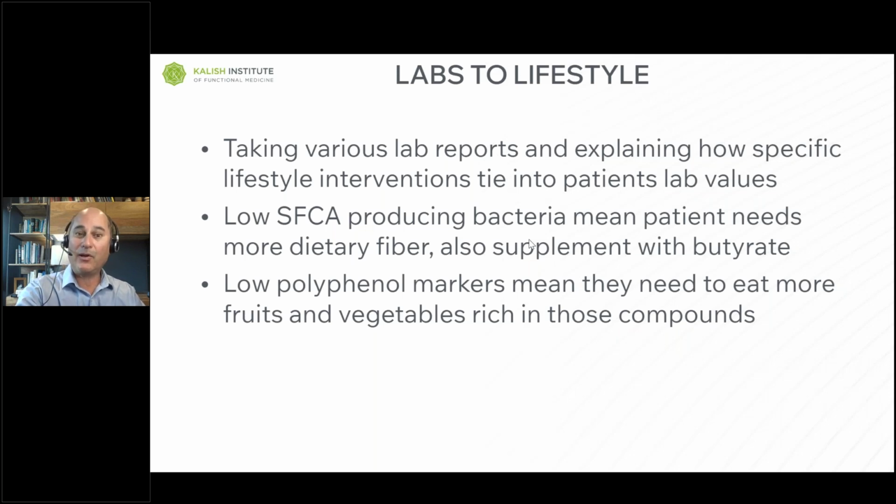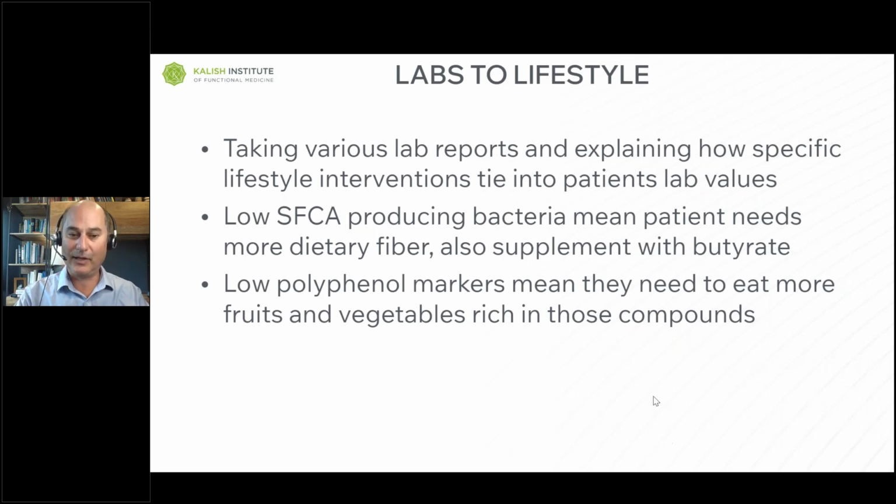And those low polyphenol markers mean what? Not that their gut is in great shape, it means that they're low in fruits and vegetables that are rich in those compounds. The confusion is that the polyphenol markers on these labs are generally considered dysbiosis markers. So you would assume if they're low, then that's good, but it's not true. If they're low, it's bad.